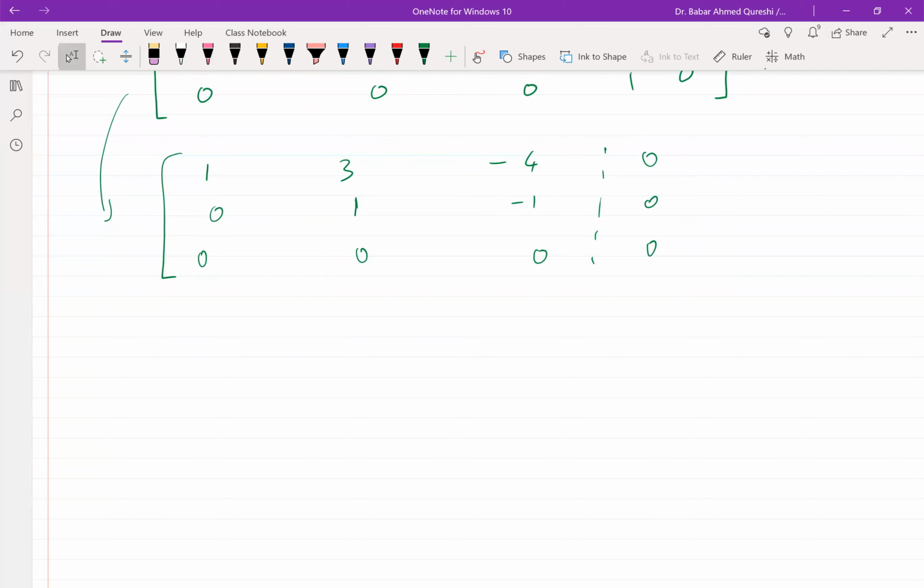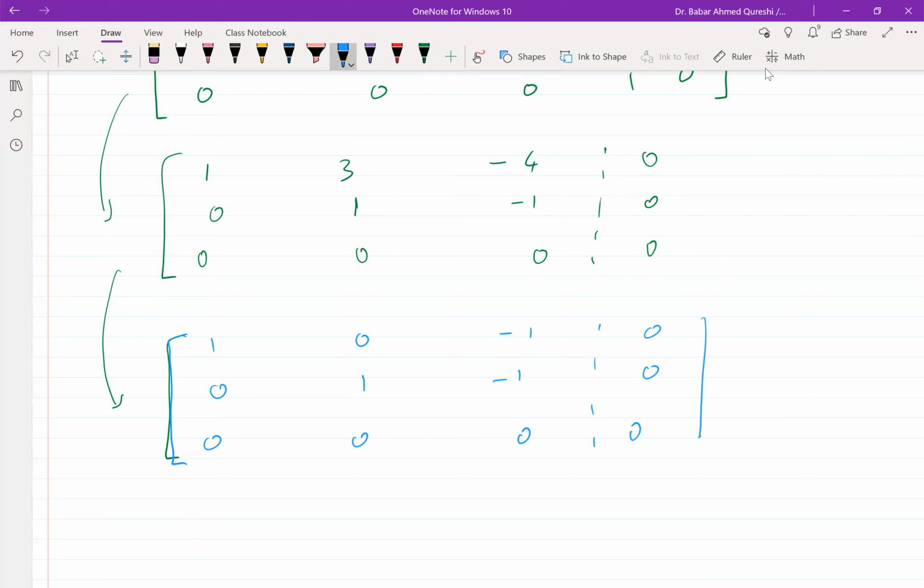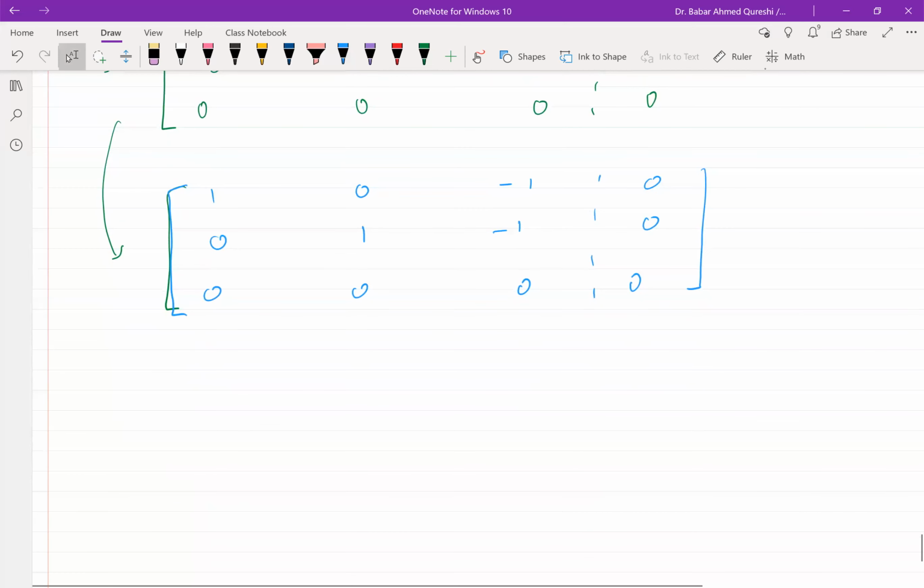And then I have to eliminate, because this is a lead variable, I have to bring it to the reduced echelon form. I can eliminate this 3 up there. So minus 3 added to above. So minus times minus 3 is a 3, gives me a minus 1 here. And now I have the solution in front of me.